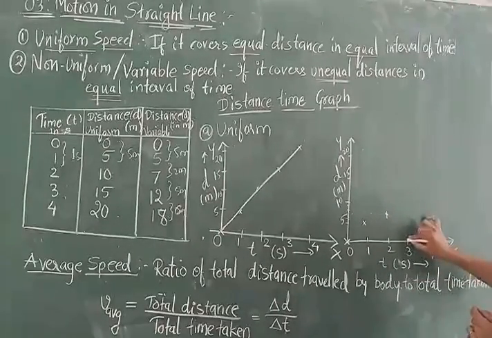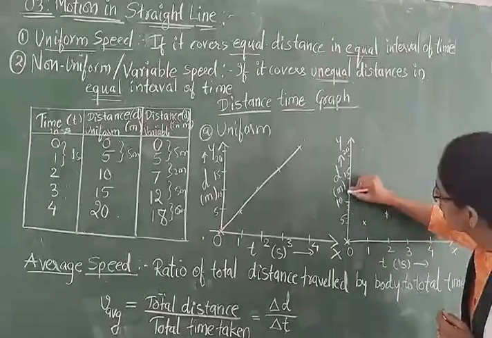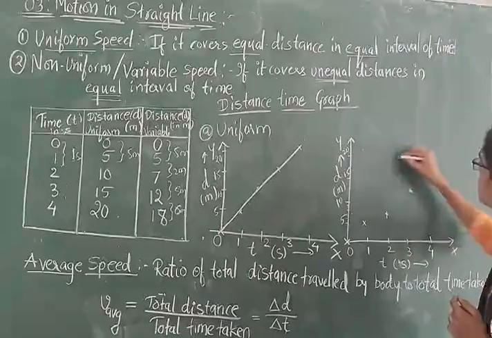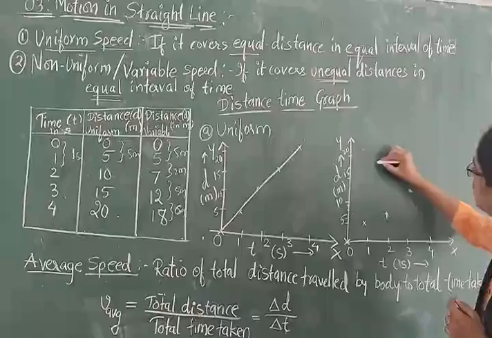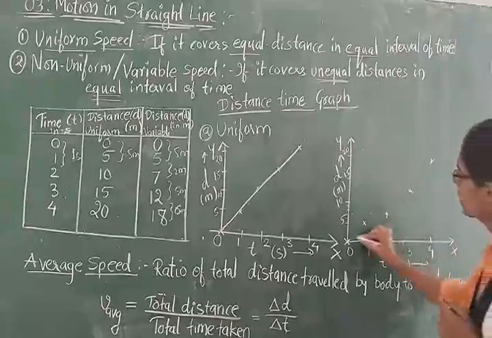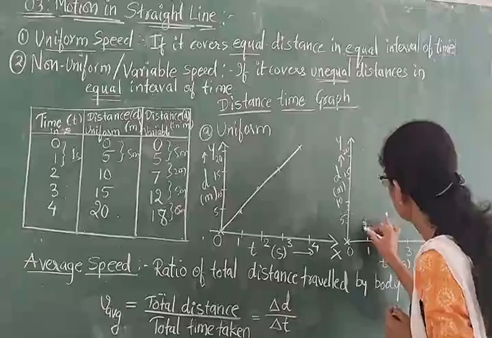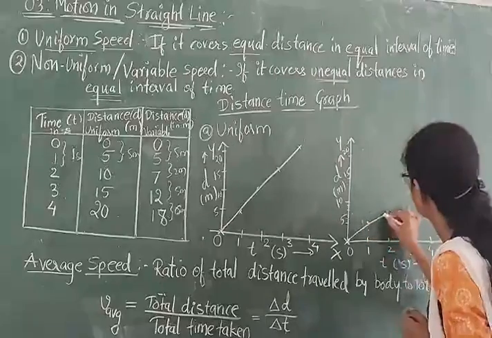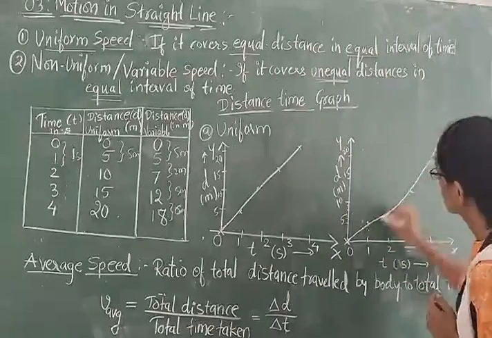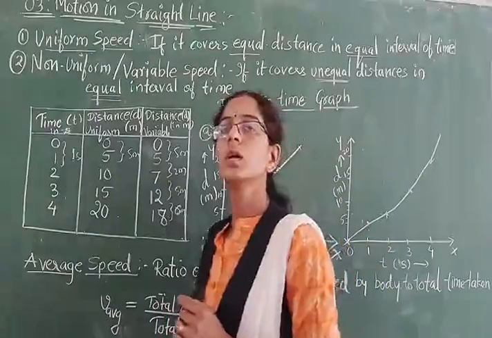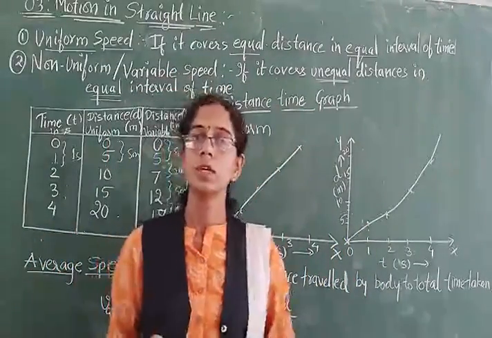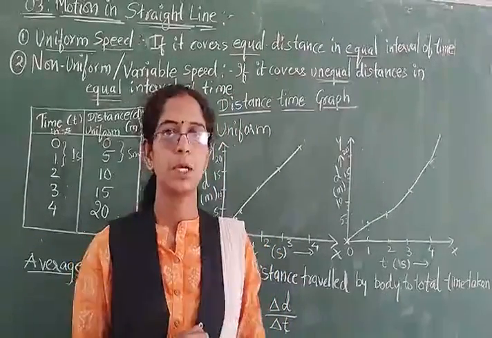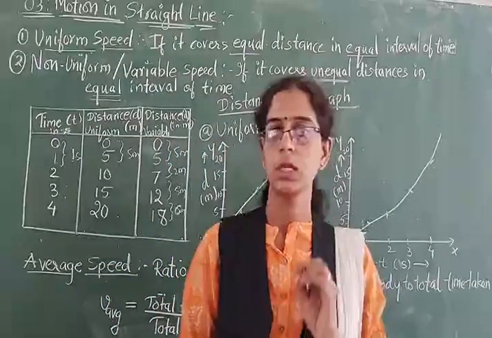Similarly, for the third second, it will cover a distance of 12. So this is 10, 11, 12, roughly over here. And for the fourth second, it will cover a distance of 18, so this is nearby 20. When I join it, instead of getting a straight line, what am I getting? I'm getting a curve. So whenever the nature of the graph is curvilinear, we will attain a variable value for the speed.